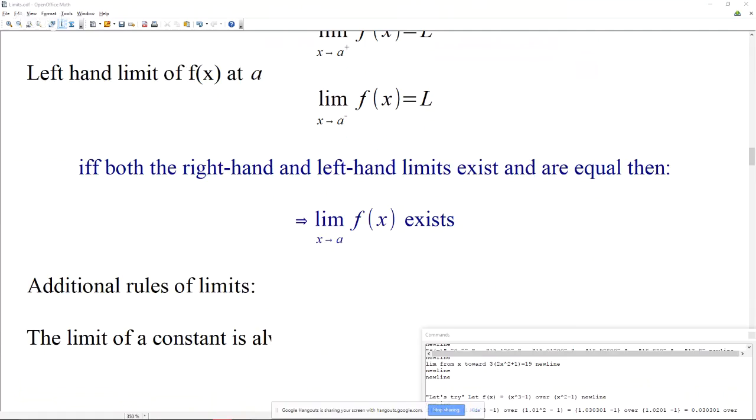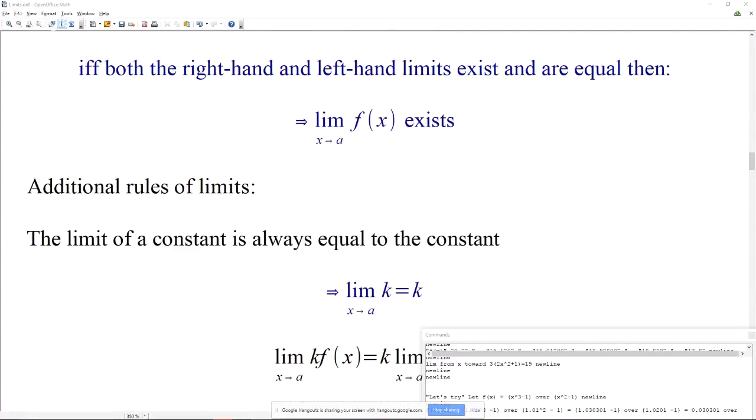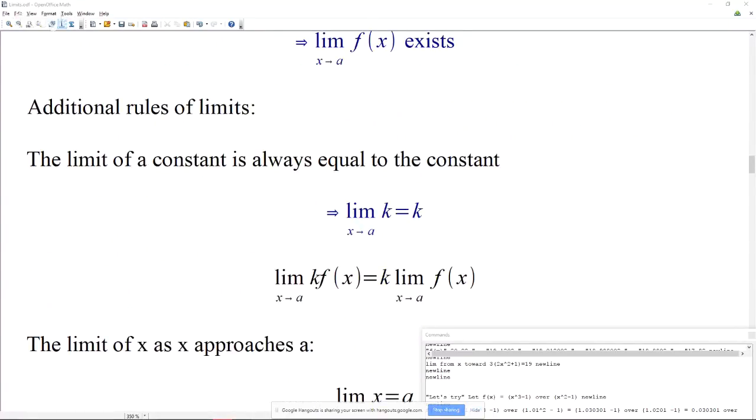Correct. Okay, so here are some additional rules of limits. I didn't include all of them; this is a non-exhaustive list, so don't think there aren't a lot more rules. There are, but these are some of the more basic ones. One of the more common ones which you'll be using is the limit of a constant equals the constant as x approaches A. You can also see this as the limit of C equals C.